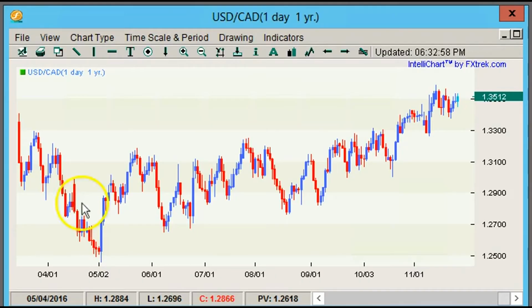So generally, 145 resist, 141 support in Euro CAD, 85 resist, 83 support in Aussie yen, and Aussie Kiwi with 106 is definitely a very clear resistance point, and perhaps a move all the way down to the 103s. Let's just take a look at the charts here and see how everything sets up.